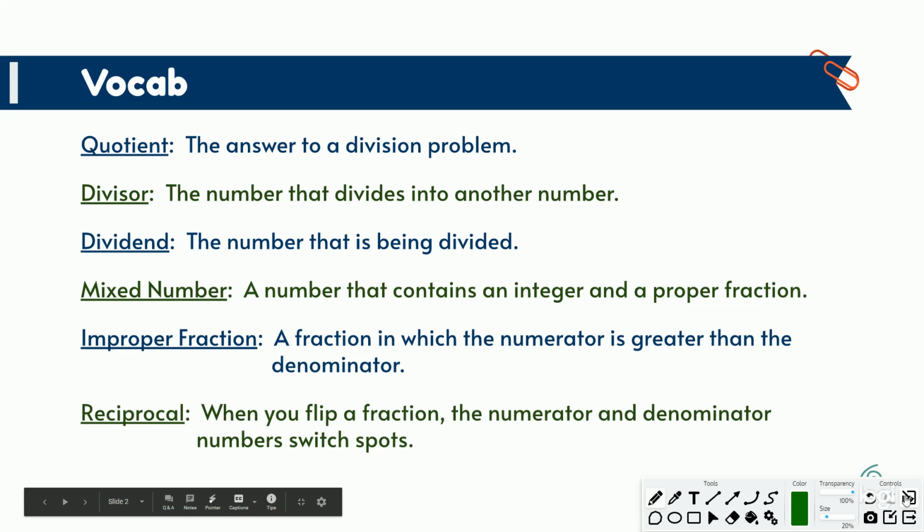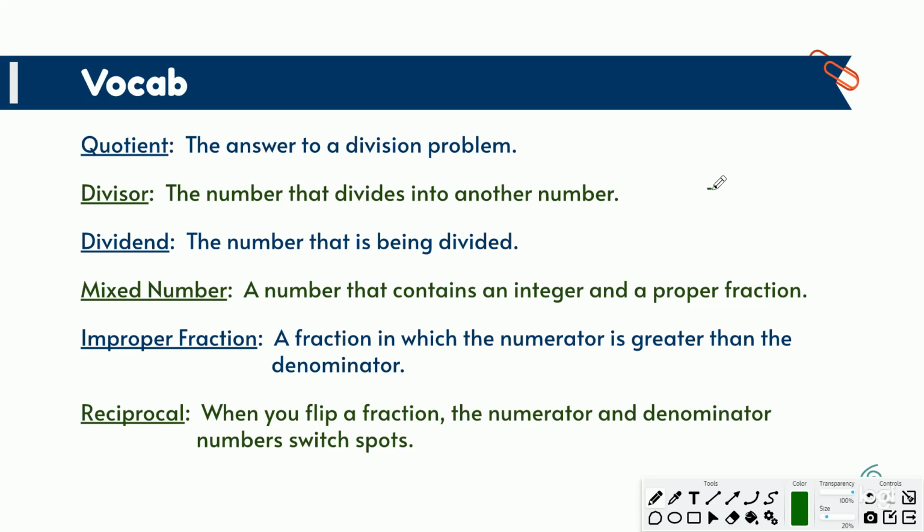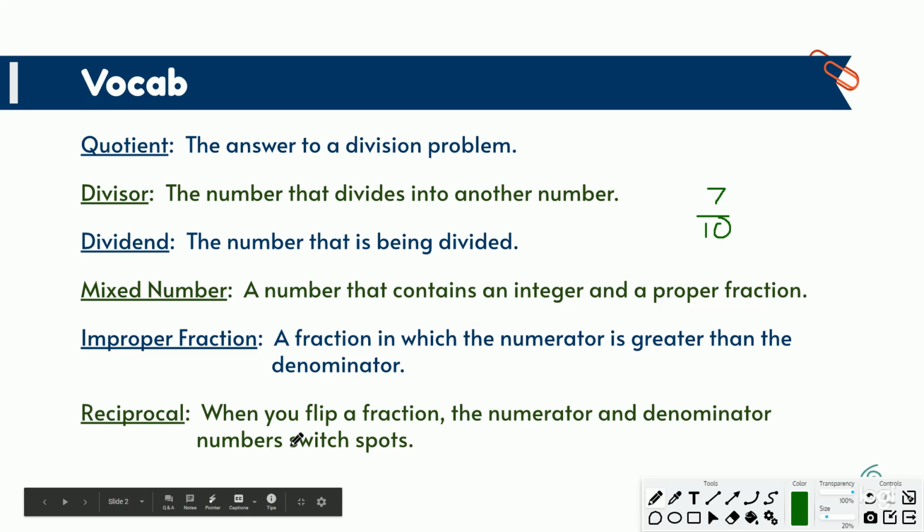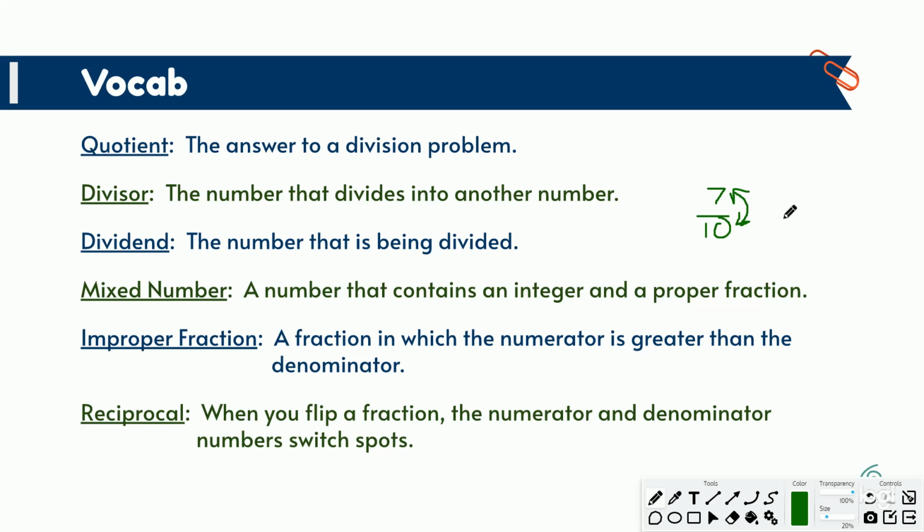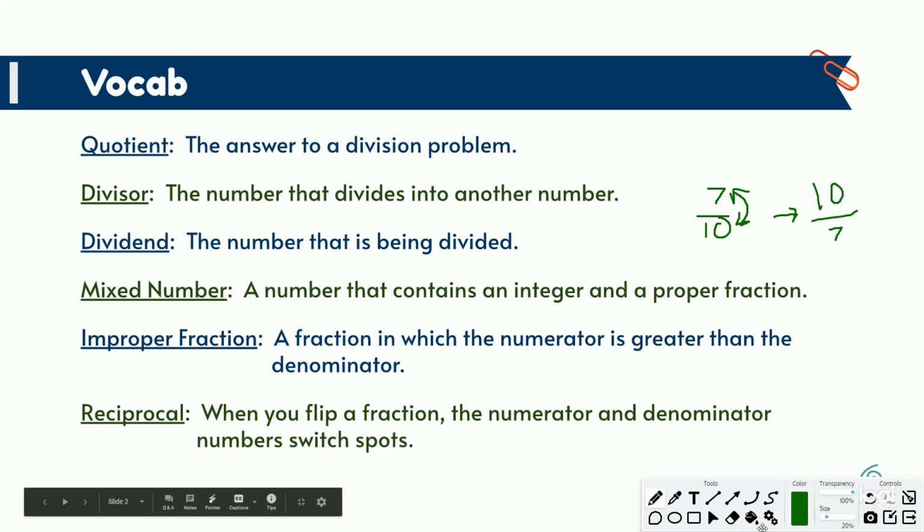And then we have reciprocal, which goes with what we're doing today. So if we had a fraction, let's say we had 7/10, the reciprocal is when you flip a fraction. So the numerator and the denominator are going to switch spots. So I'm going to flip it, and the reciprocal of 7/10 would be 10/7. So that would be the reciprocal. I flipped the numerator to the bottom and the denominator to the top, and that is my reciprocal.